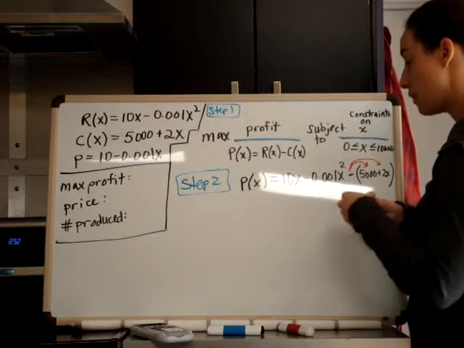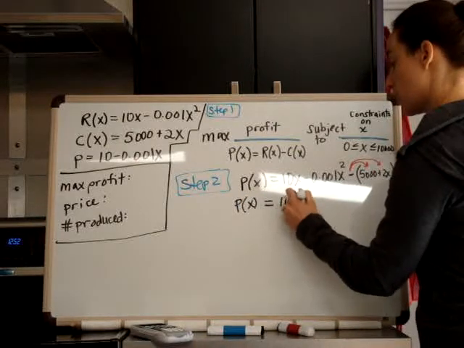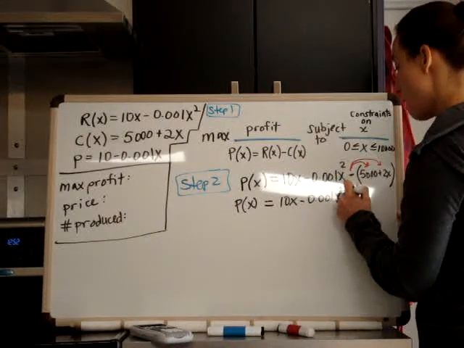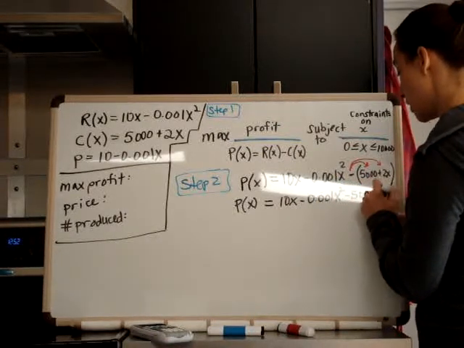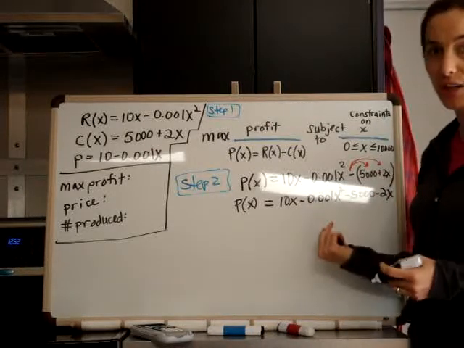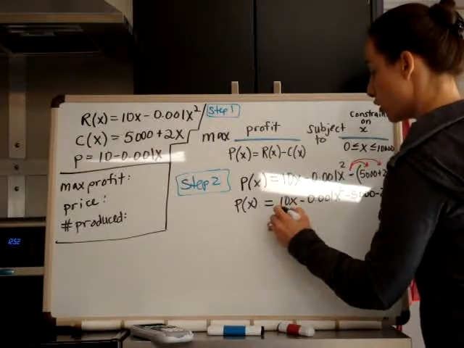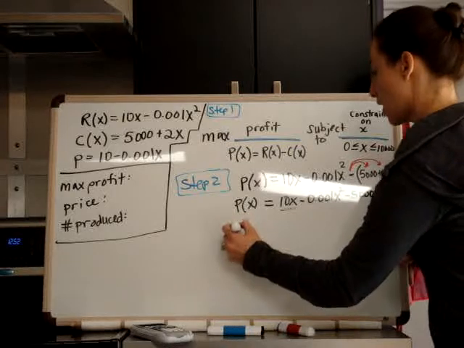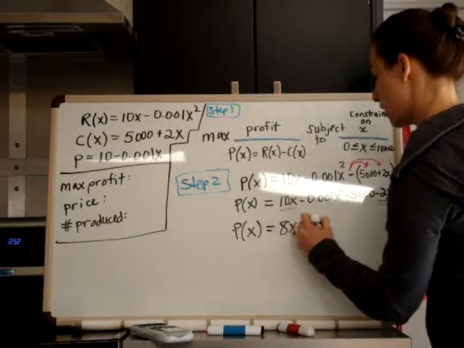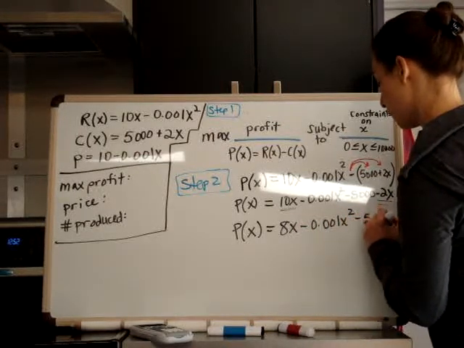So that gives me a profit function of 10x minus 0.001x squared minus 5,000 minus 2x. And I have some like terms I can combine to get the most simplified profit function possible before I take the derivative. So I'm going to combine these like terms, and I can see that profit is equal to 8x minus 0.001x squared minus 5,000.